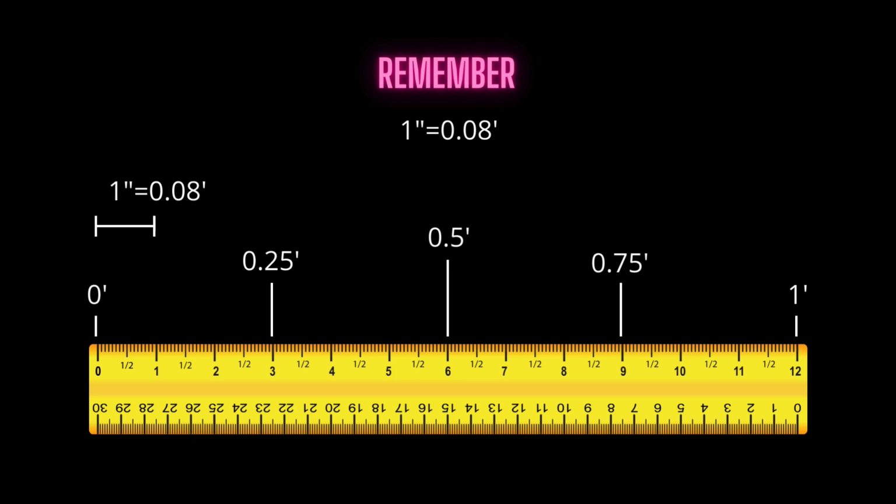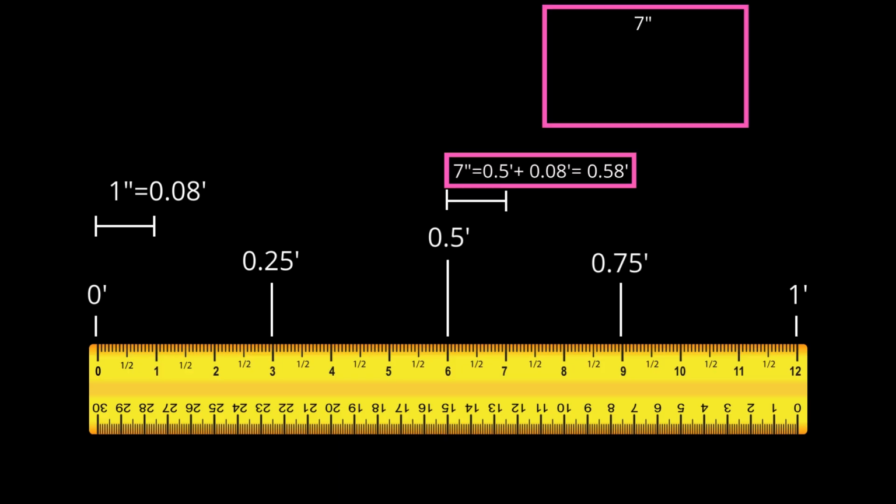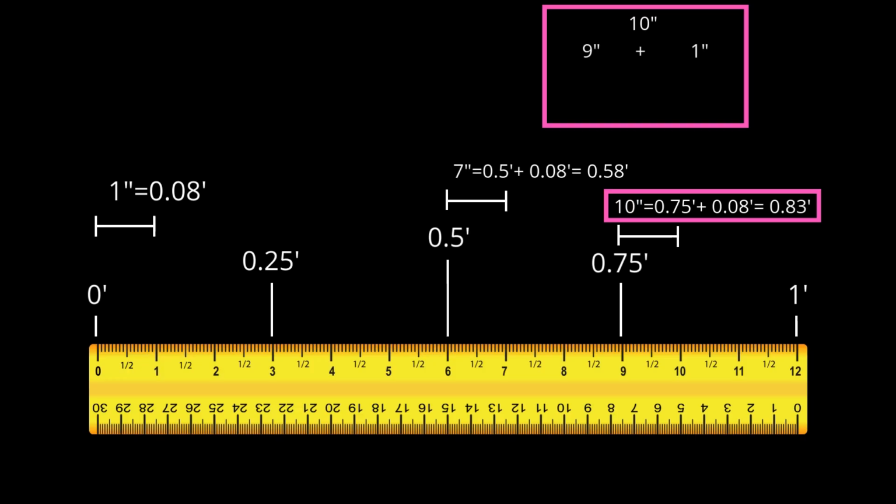To be able to find out other decimal values, we basically add 0.08 feet to the closest quarter. For example, 7 inches is 6 inches plus 1 inch. 6 inches is half of a foot, 0.5 feet, and 1 inch is 0.08 feet. So 0.5 feet plus 0.08 feet equals 0.58 feet. The same way, 10 inches is 9 inches plus 1 inch, and we know 9 inches is 3/4 of 1 foot. So 0.75 feet plus 0.08 feet equals 0.83 feet.